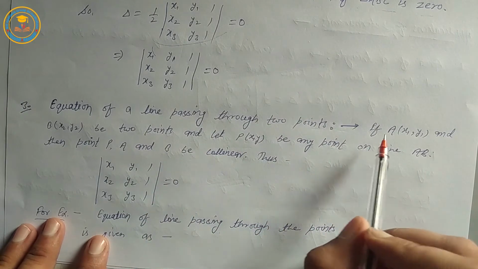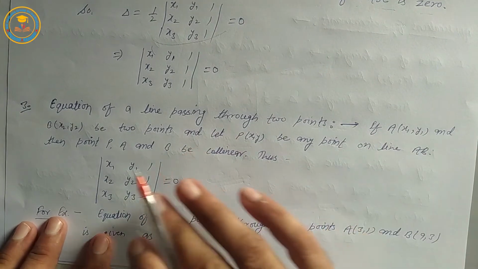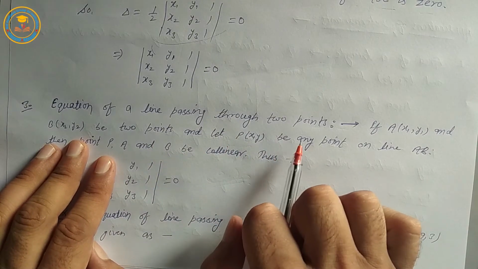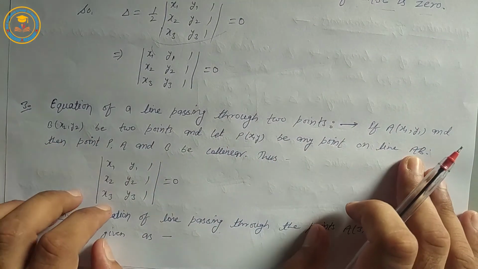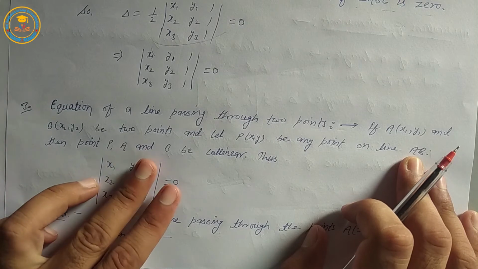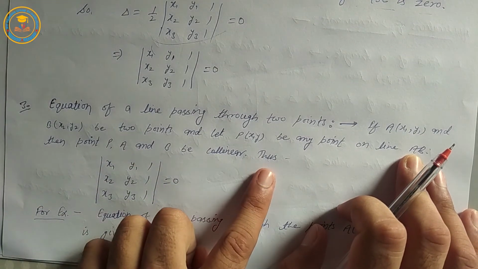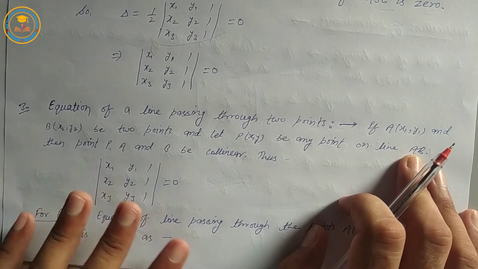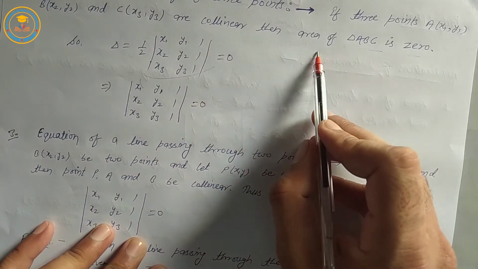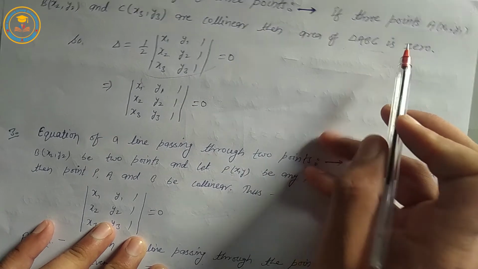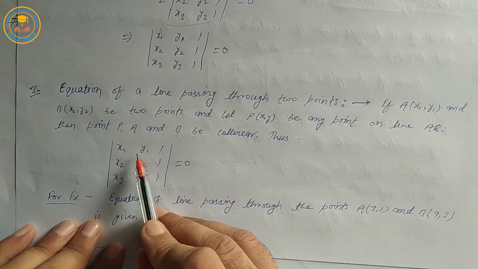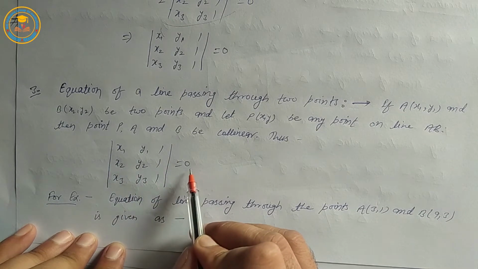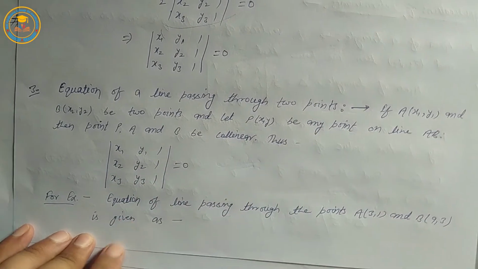Again, if point A(x1, y1) and point B(x2, y2) are 2 points and let P(x, y) be any point on line AB, then points P, A and B are collinear. Collinear points mean the area of the triangle is 0. It means the determinant with rows x1 y1 1, x2 y2 1, x3 y3 1 is equal to 0.